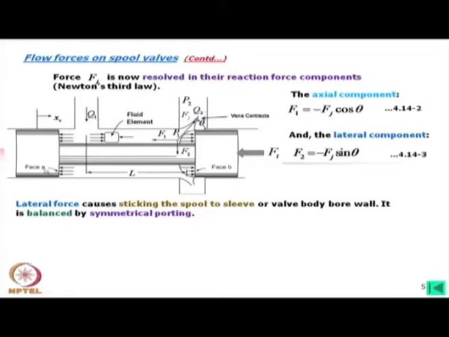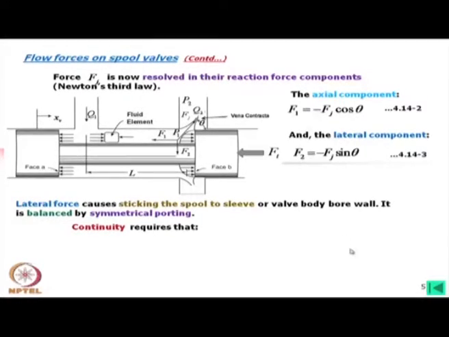Now, however, if there is some imbalance, that is taken care of by the symmetric porting system and design. We have to carefully design so that this F2 is cancelled. But in some cases, due to say manufacturing error and other things, some small amount of forces may disturb the spool motion, then that will be the additional force which we have calculated separately.